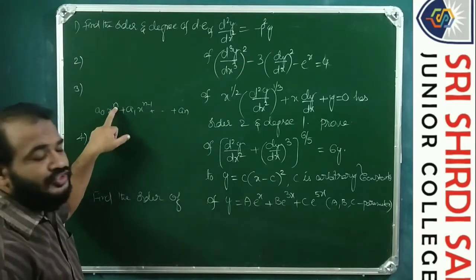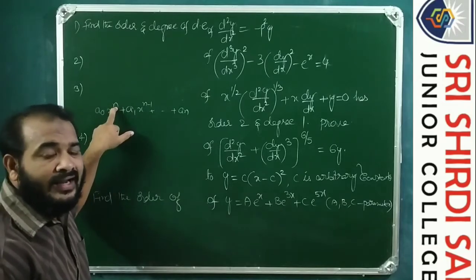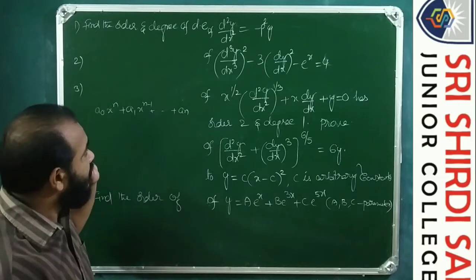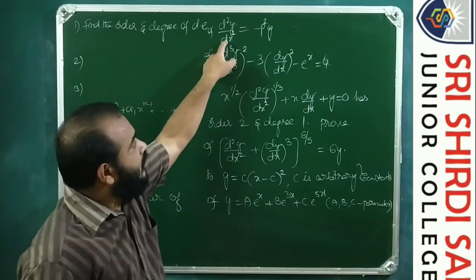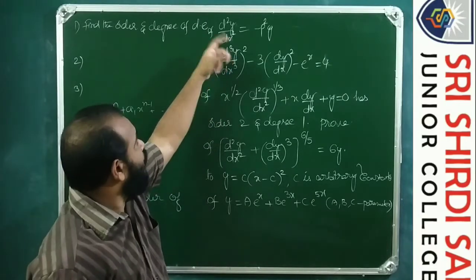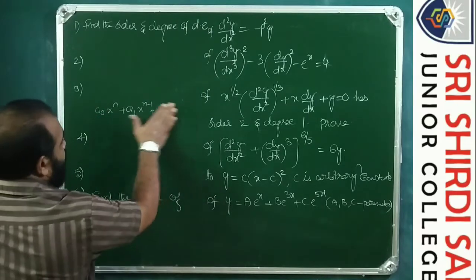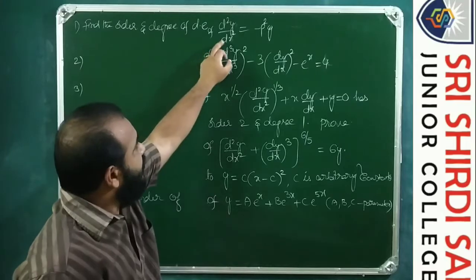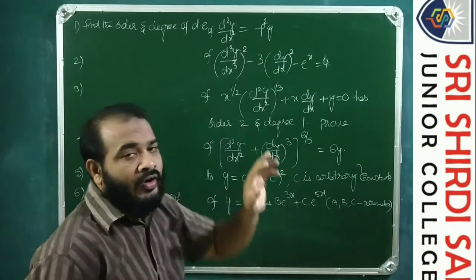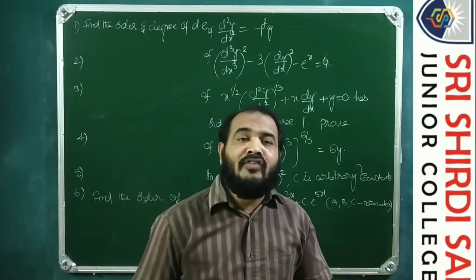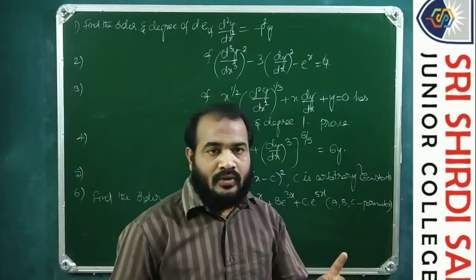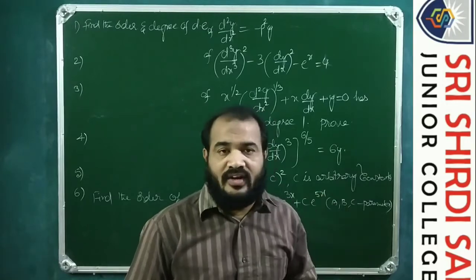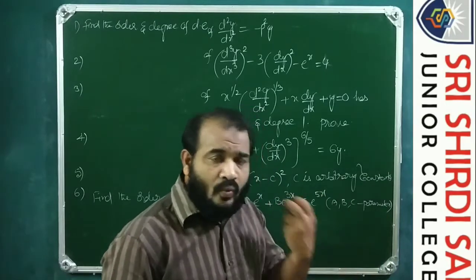So, n should be a non-negative integer. Here this is obviously a polynomial. Therefore, for the order: if we differentiate y, dy by dx is the first order derivative, and again if we differentiate, d square y by dx square is the second order derivative. So what is the order?